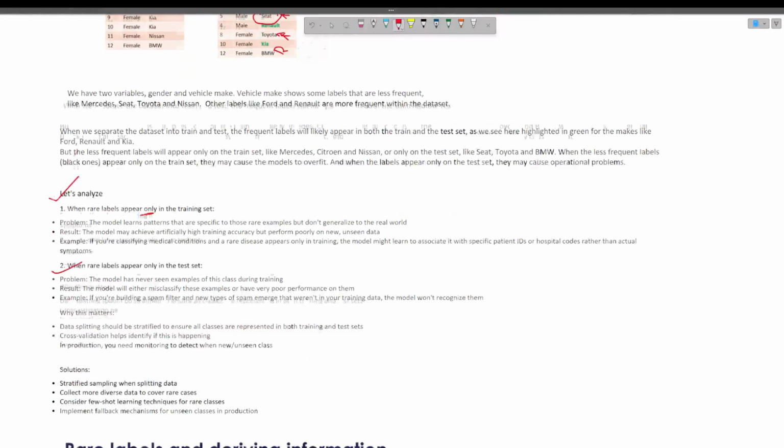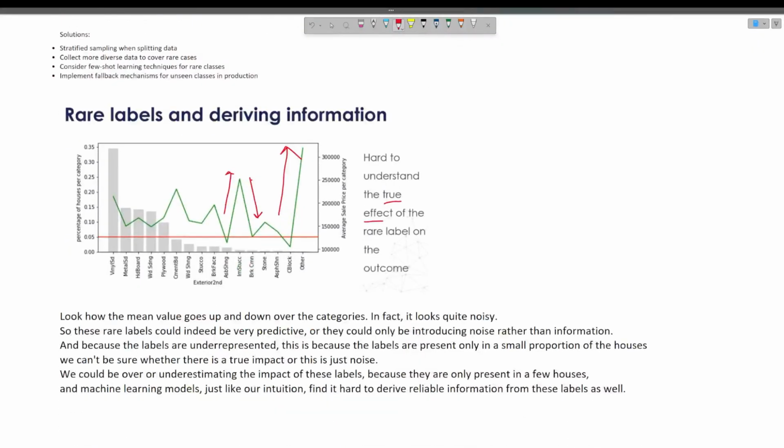So these kinds of scenarios we do have, depending on that, or import and a lot of things. Again, rare labels and deriving information. So here you can see, assume that there are lots of labels within a column. For these labels we have some sort of percentage of houses per category. So for them we have these as well, and these as well. If you just plot them, you can see there are lots of graphs.